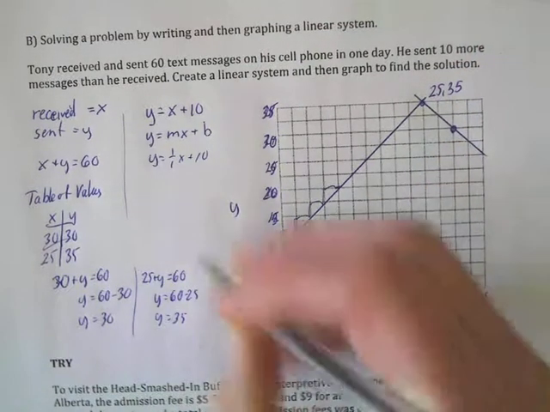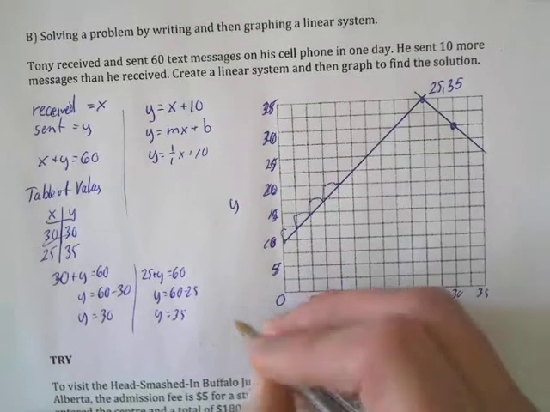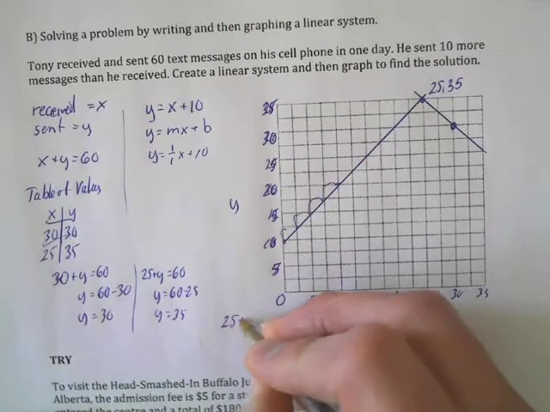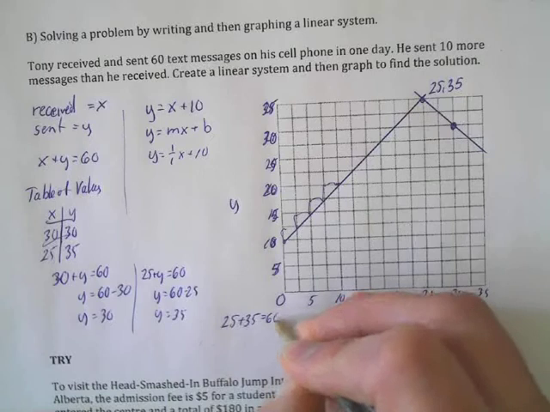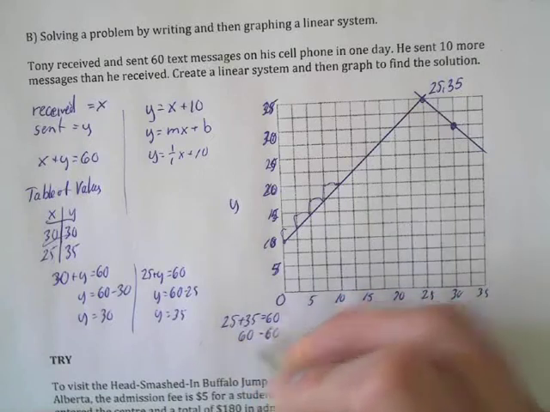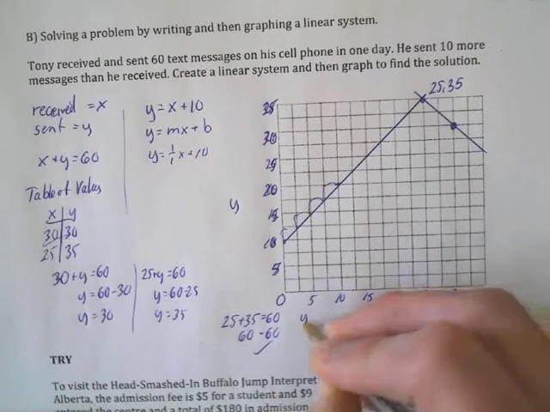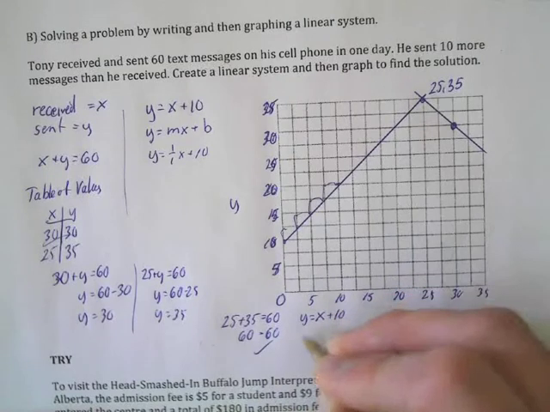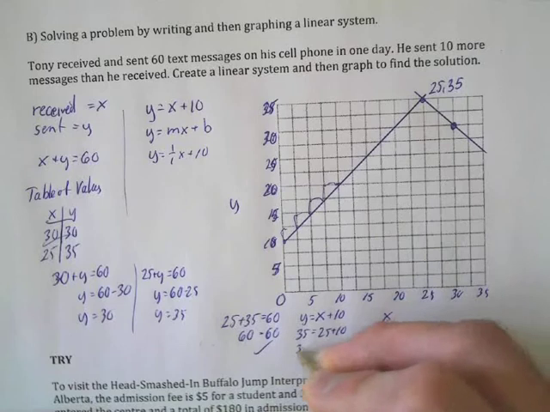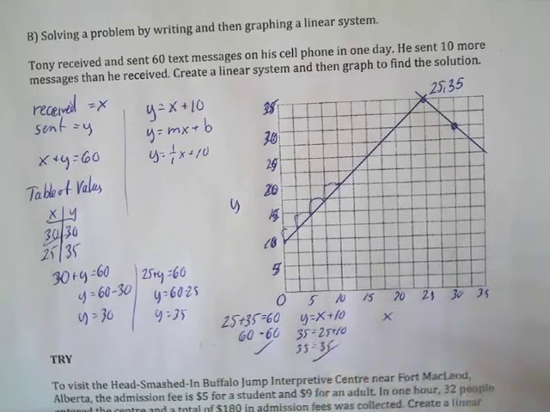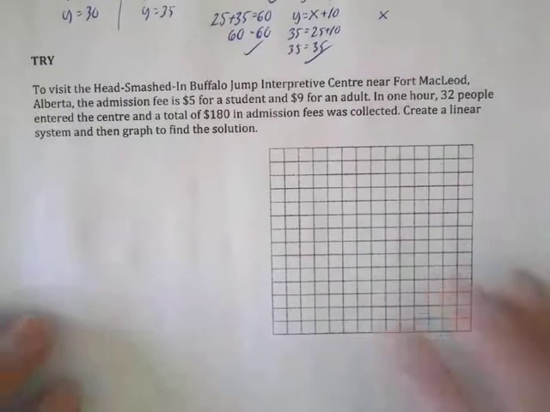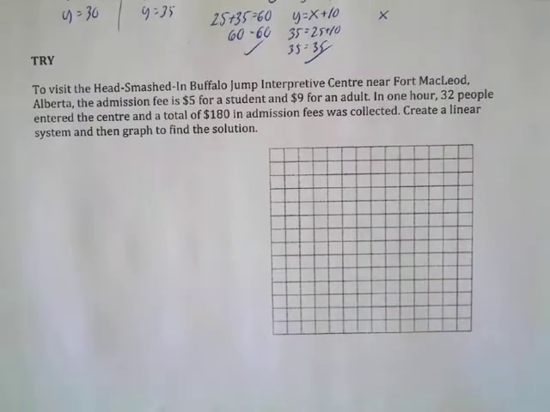So plug it into the equations, see if they work. So 25 plus 35 is equal to 60, 60 is equal to 60, that works. And the other one was y is equal to x plus 10. So 35 is equal to 25 plus 10. 35 is equal to 35, and that one works. Now I want you to try this equation. Once you finish it, check it with mine to make sure that you have the right idea. So once again, make two equations up, and then solve them.